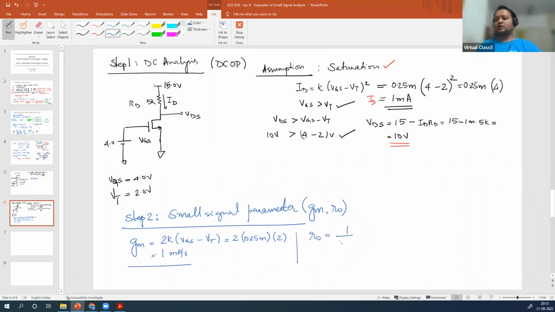R0 is equal to 1 over lambda ID. Right? We know there is no definition of lambda given. Since lambda is not given, let us assume that the value of lambda naught is 0. In that case, R0 becomes infinity. What does that give information? That means it is open circuit. R0 is an open circuit.